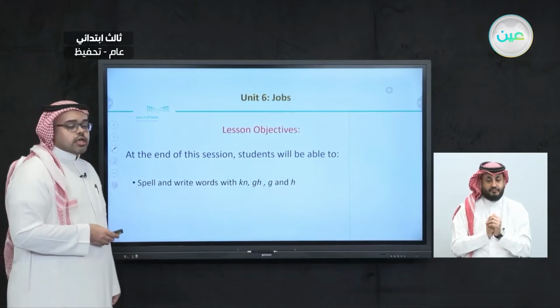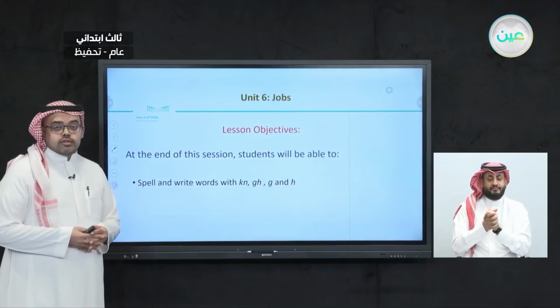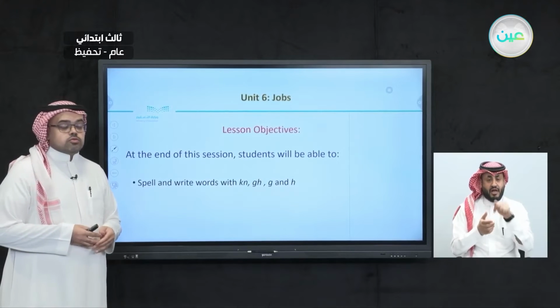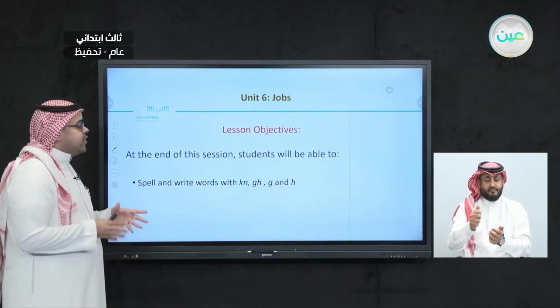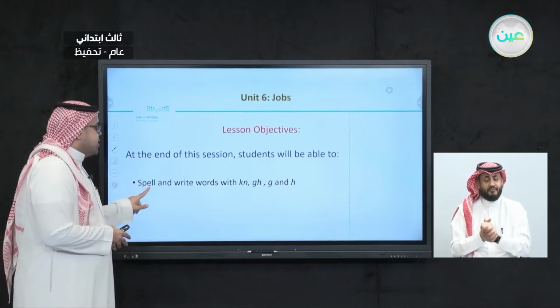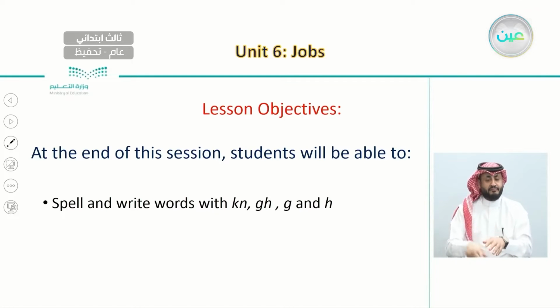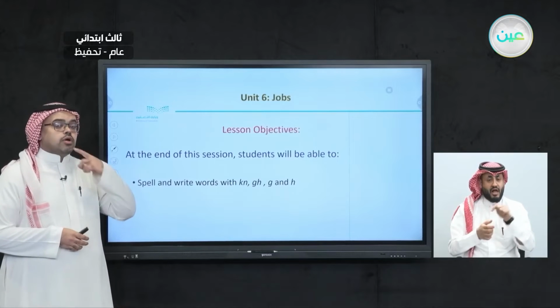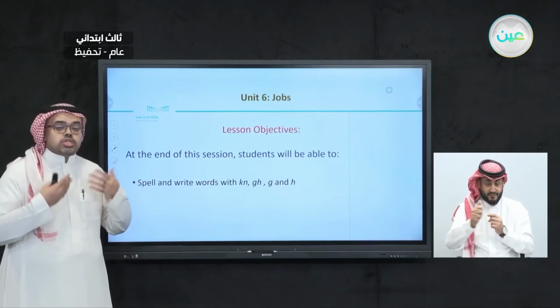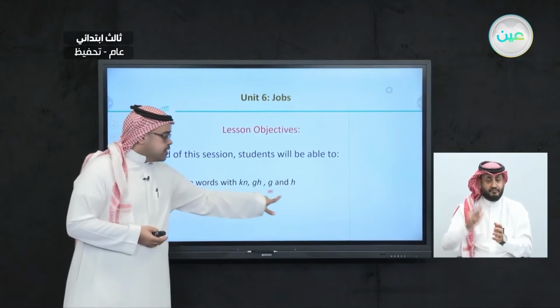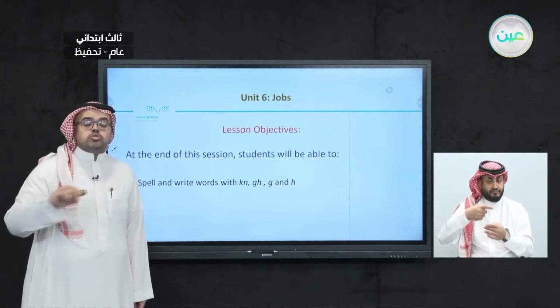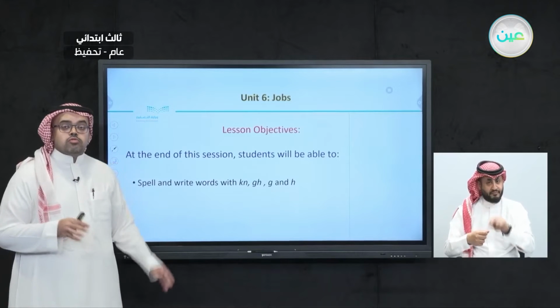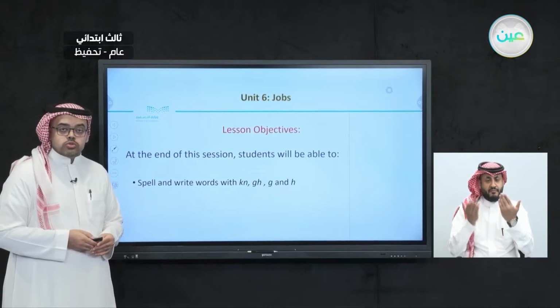So now let's get to know our objectives in today's lesson. We hope that at the end of this lesson you will be able to spell and write words with K and N, and G and H. So what we are hoping to do today is to be able to spell and say words with these letters, and also to be able to write them down as well.